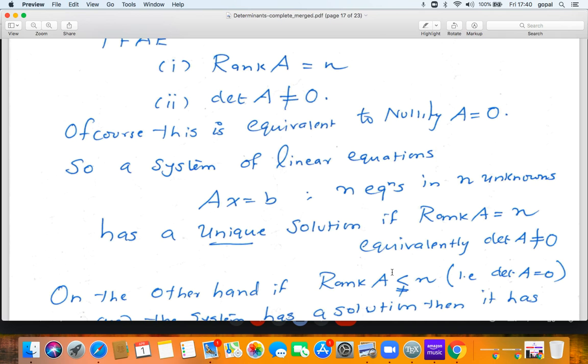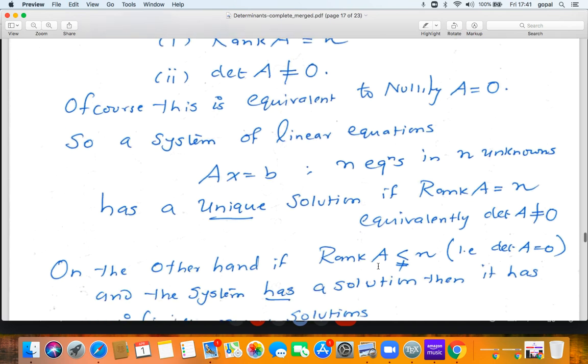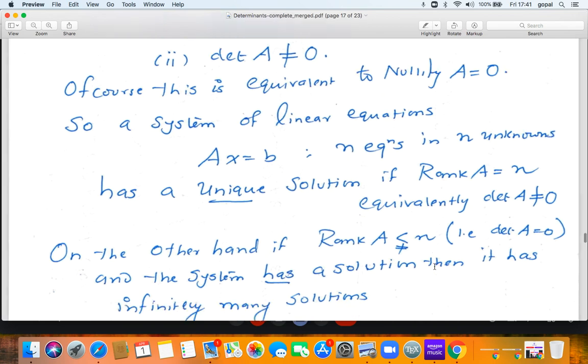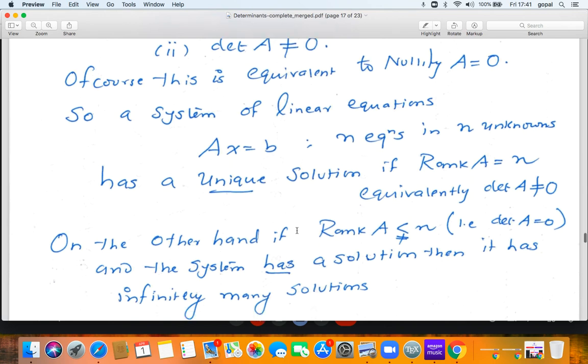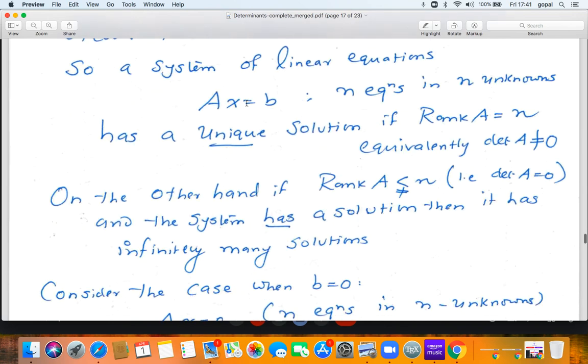Nullity is 0. On the other hand, if rank is less than n, that means the nullity is positive and if the system has a solution, then it will have infinitely many solutions. We are interested in the case when b is 0, because we know that 0 is always a solution.